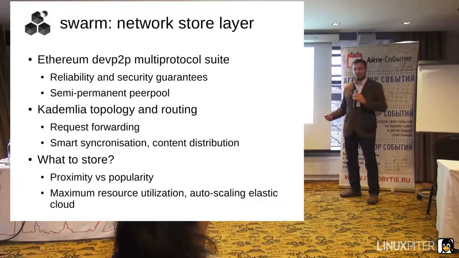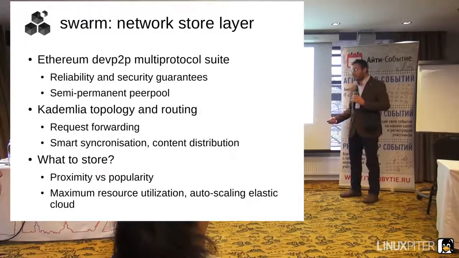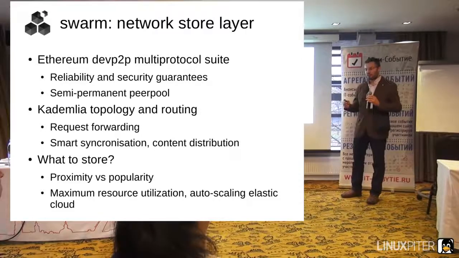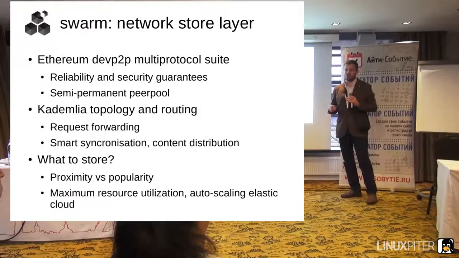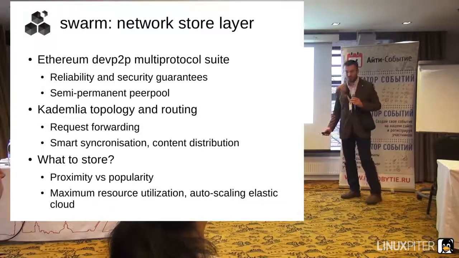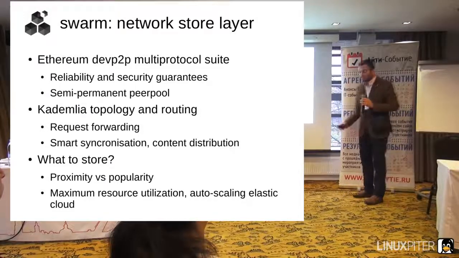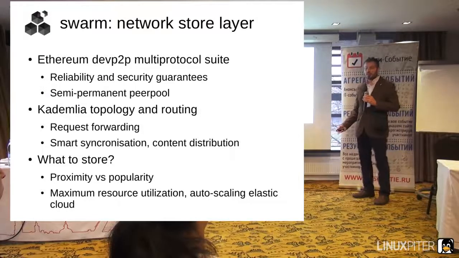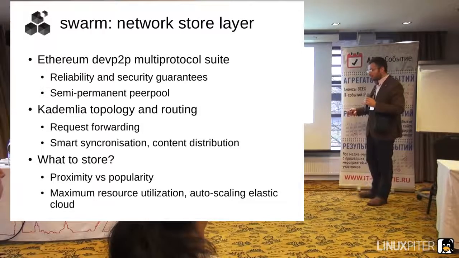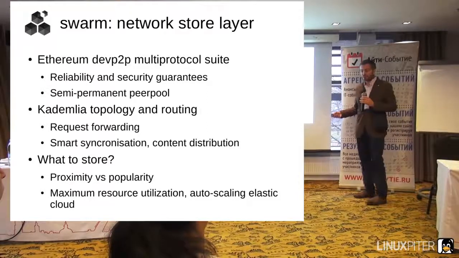And what you will end up having as an emergent property is that you're going to store things that are close to you or which are extremely popular. And you will have maximum resource utilization. So if you set aside 1 terabyte for this swarm, all of it will be used eventually. And basically this emergent property allows you to scale in a very elastic fashion, which is very nice. And I'm not talking about it now, but the failure modes are also very graceful.